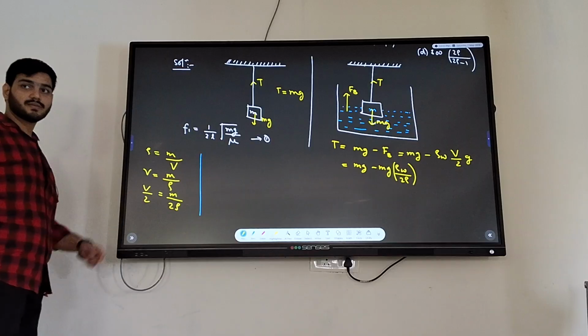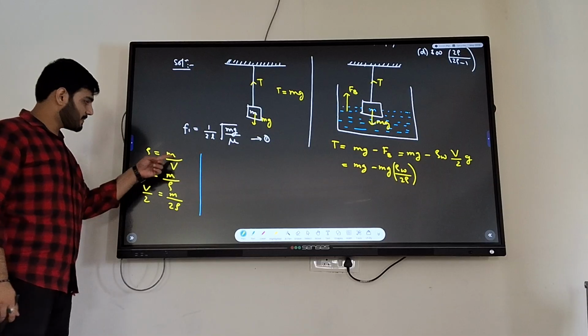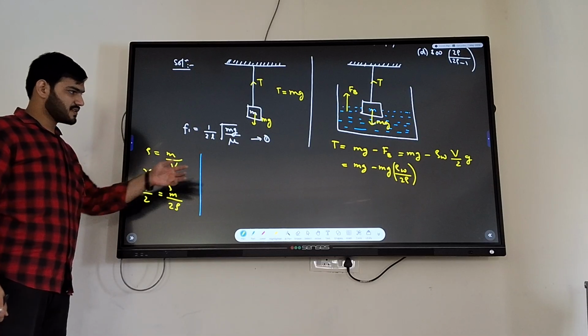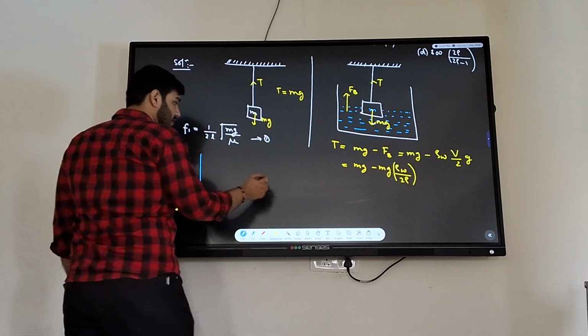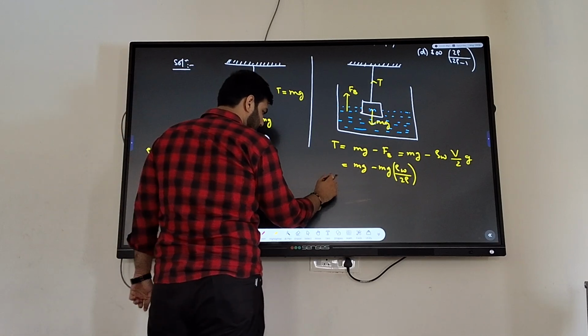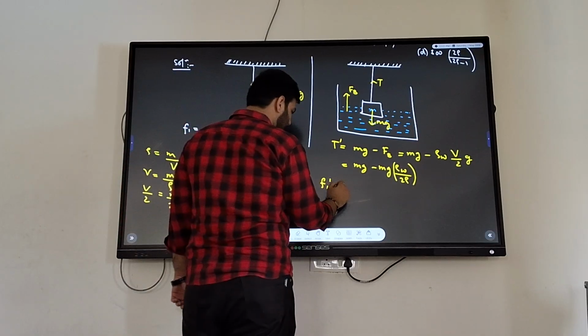Please check. Just take the mass as rho v. M equal to rho into v. It's okay, I will do it like this. And then what will I get? Then what is F1 dash? Let me call it T dash.